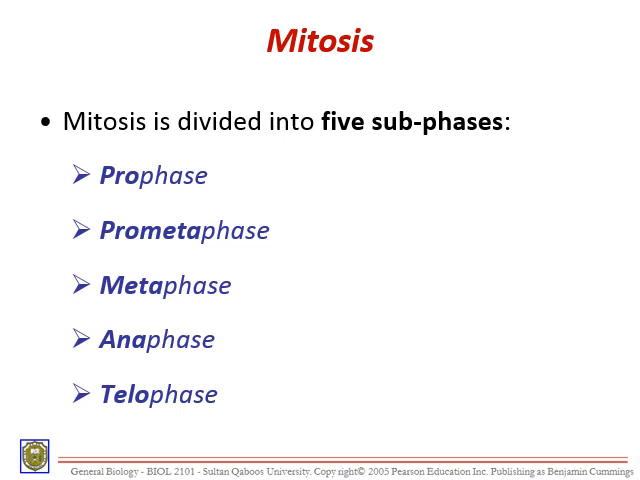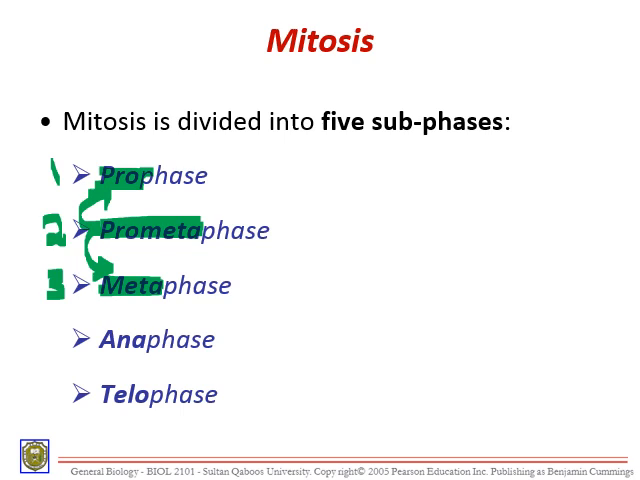Mitosis is divided into five different subphases. The first one is prophase. Prophase, that's number one. The second one is prometaphase. If you notice, the second phase contains the word pro and contains the word meta. So it's prometaphase. The third one is metaphase. The fourth one is anaphase. And the last one is telophase.